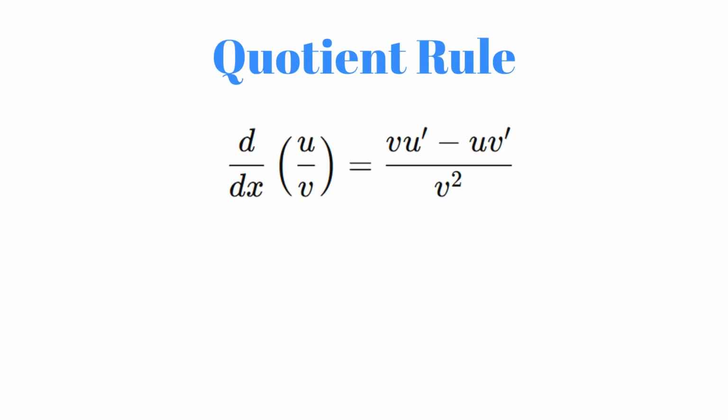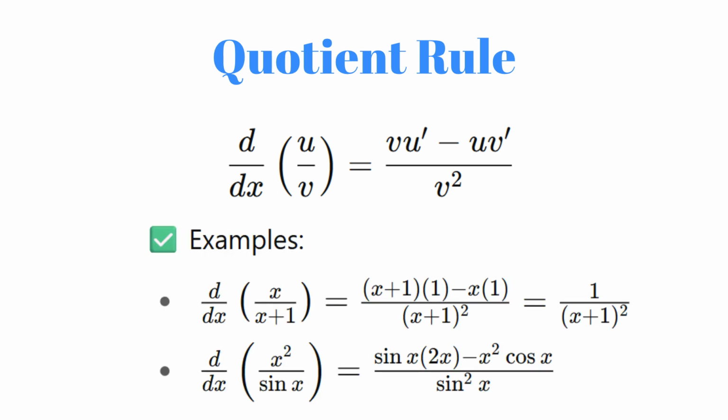Quotient rule. The derivative of u divided by v is v u dash minus u v dash over v squared. First example, the derivative of x divided by x plus 1 is 1 over quantity x plus 1 squared. Second example, the derivative of x squared divided by sine x is 2x times sine x minus x squared times cosine x, divided by sine squared x.